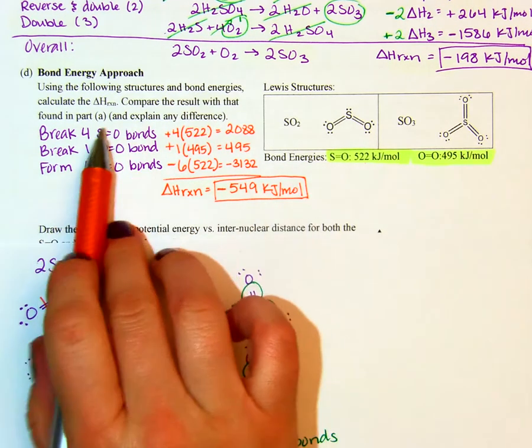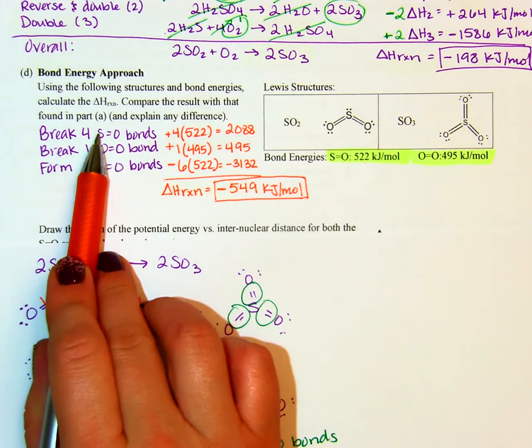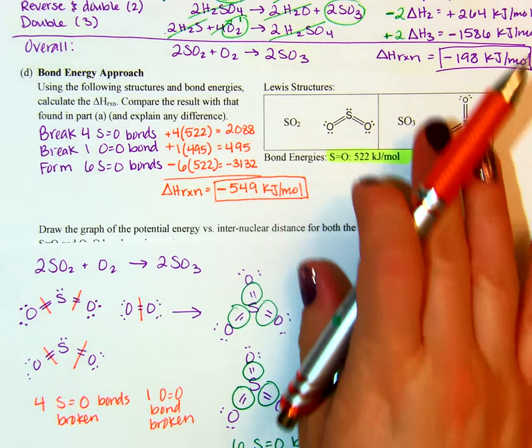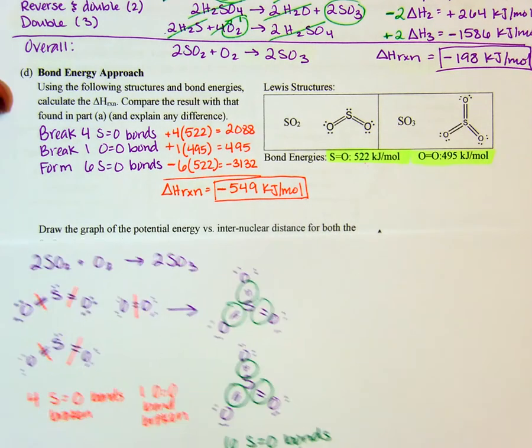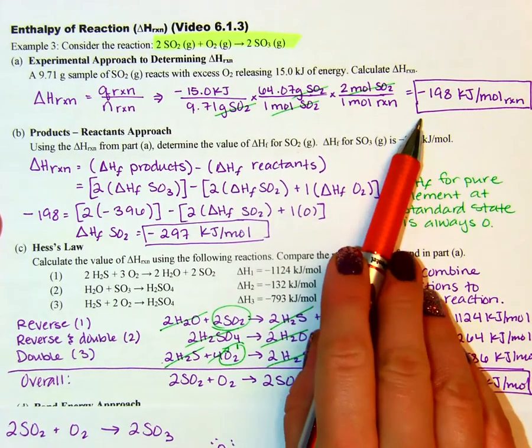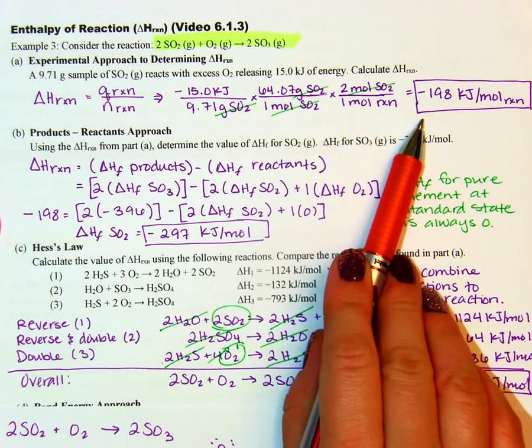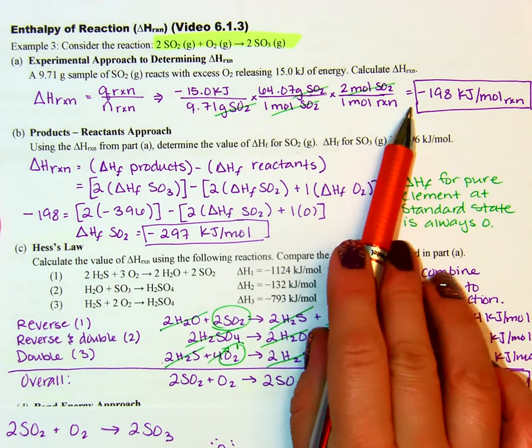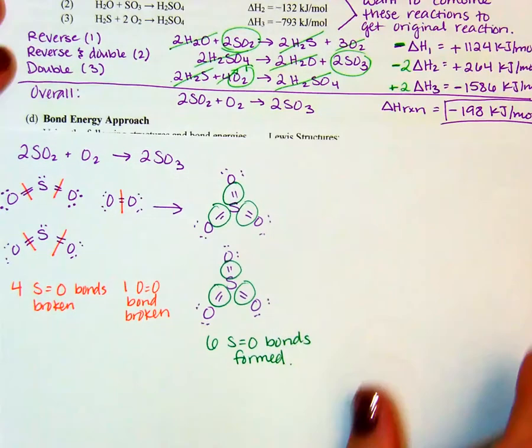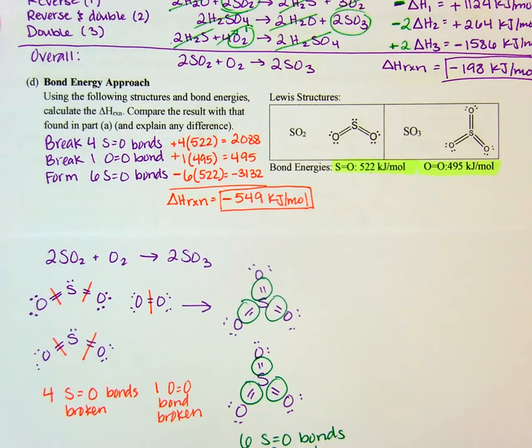Now the second part of this says compare the result with that found in part A and explain any difference. So I would like you to go right now and look at part A right up here and figure out why this is different. So think about, why is the answer different? Why is it not negative 198? So think about that, jot down some of your thoughts, and then come back to the video.